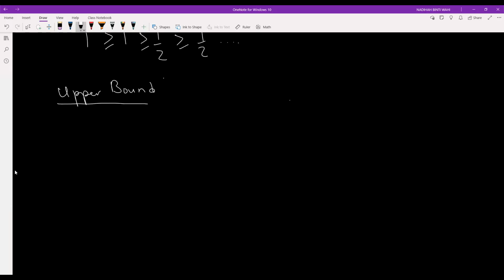Okay, so let's say a sequence an is an increasing sequence. So there are two possibilities. One is diverge.